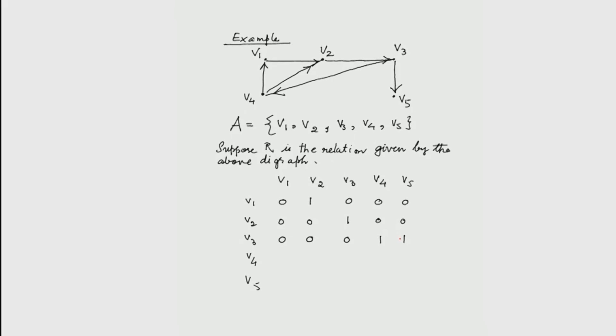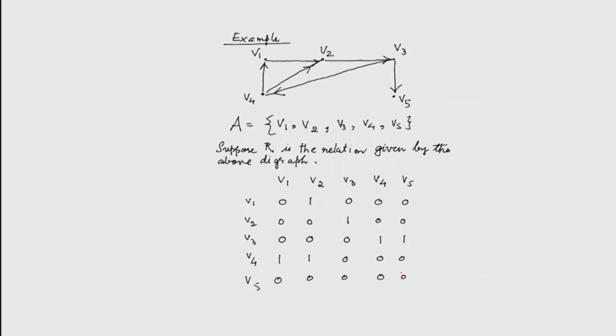And then we go to V4, where we find that V4 is related to V1, therefore, I put a 1 over here, and also it is related to V2, I put a 1 over here, and rest of the places I put zeros, and V5 is not related to any other element, therefore, I put all zeros in the fifth row.